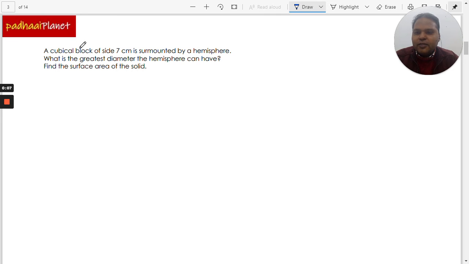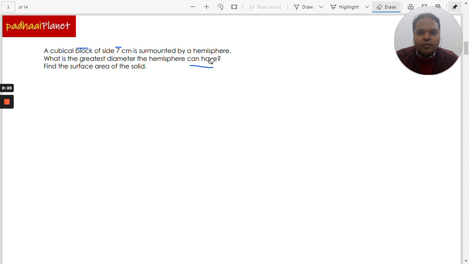The question says that there is a cubical block of 7 centimeter. The side of the cubical block is 7 centimeter, which is surmounted by a hemisphere. What is the greatest diameter the hemisphere can have?